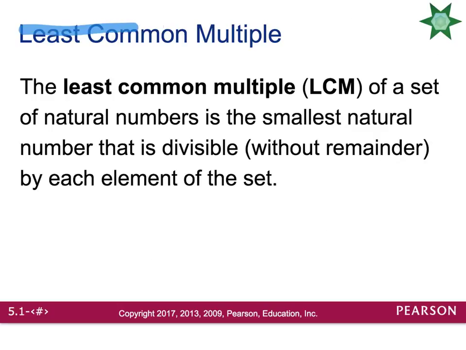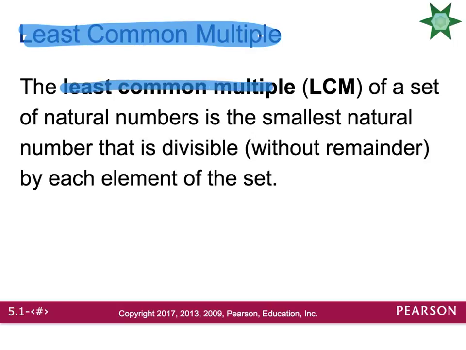Okay, least common multiple is kind of the opposite idea. We're looking for the smallest number that both of them divide into. Okay, so we're looking for the smallest number that both of the numbers divide into, for least common multiple. And you can think of least common denominator when we're talking about fractions. Okay, so it's the smallest natural number that is divisible by each element of the set. Okay, so each element of the set goes into this, whatever this number is.